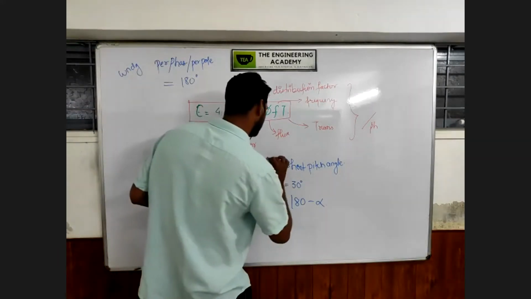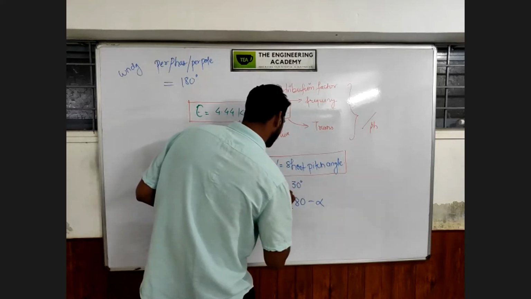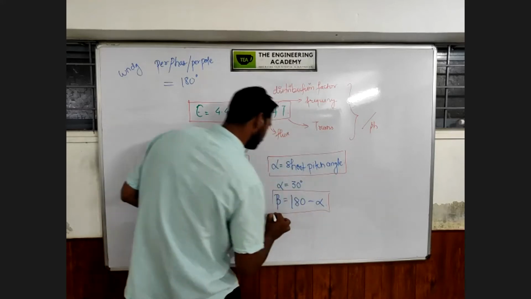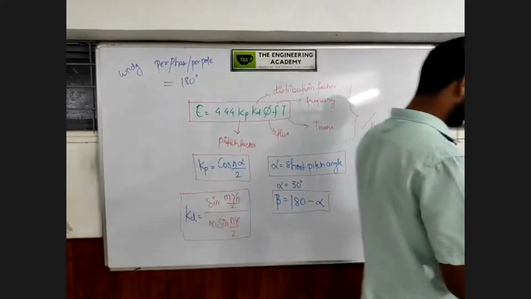I'm just highlighting: alpha is called the short pitch angle, and beta is called the winding angle.